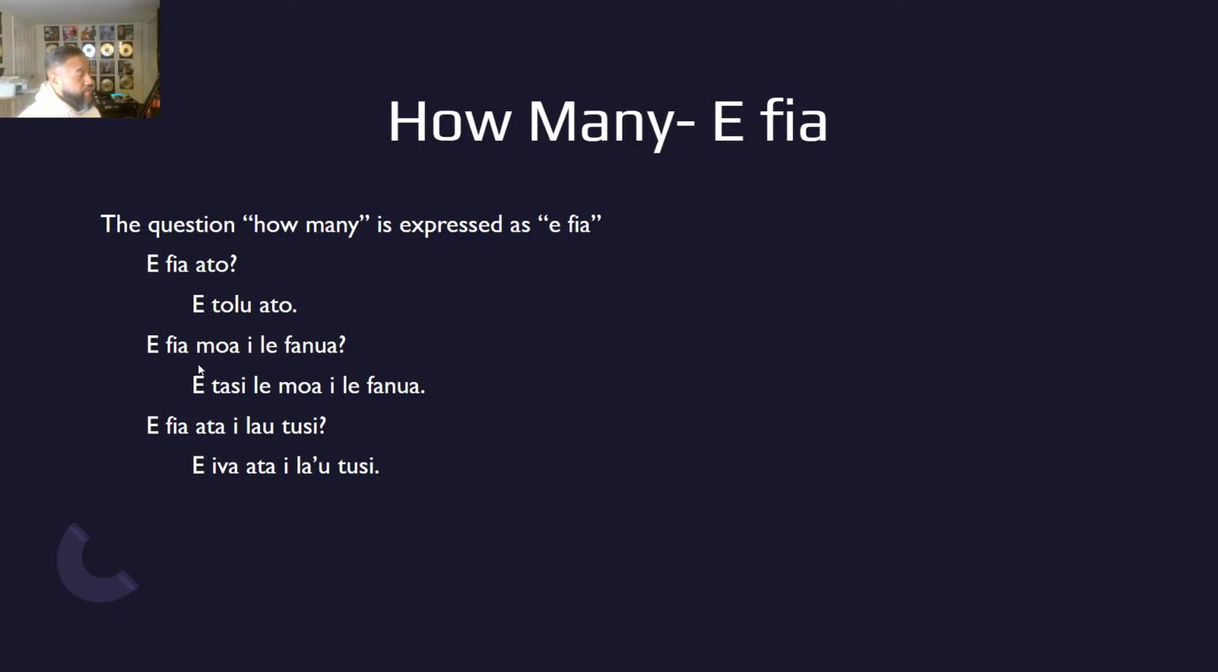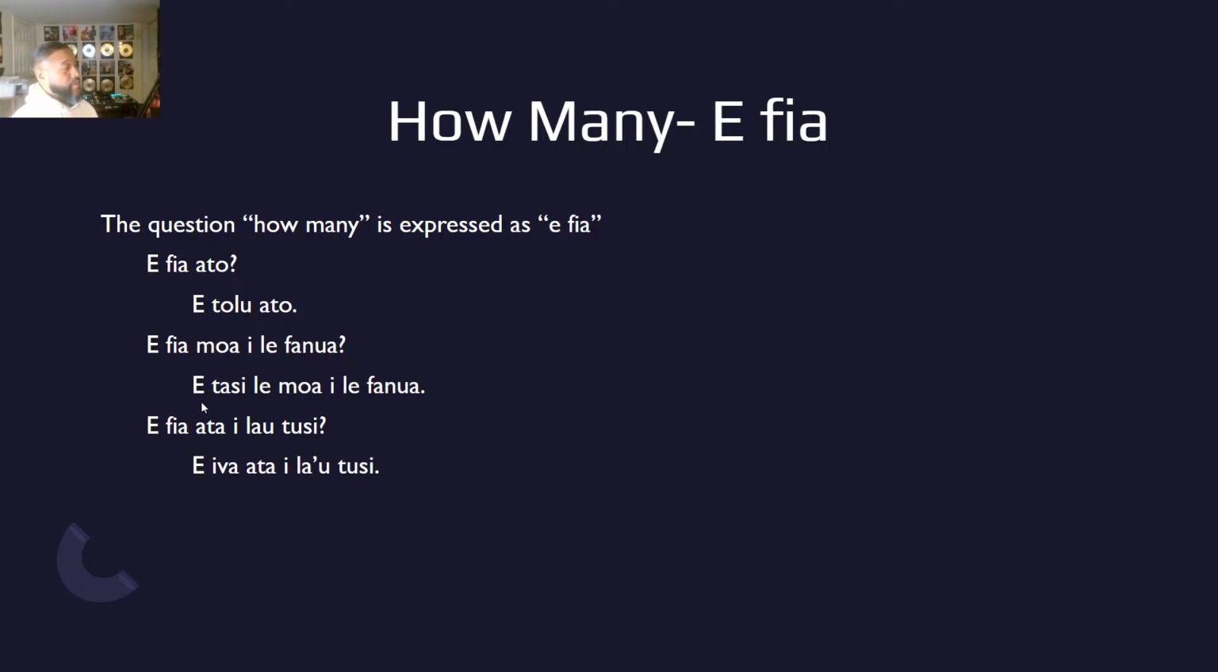Okay. Efia moa. In our last class we introduced location phrases, right? So moa is chicken. So we have how many chickens? And then our location is i le fanua, in the field. How many chickens in the field? So efia moa i le fanua. And we're saying etasi le moa i le fanua.